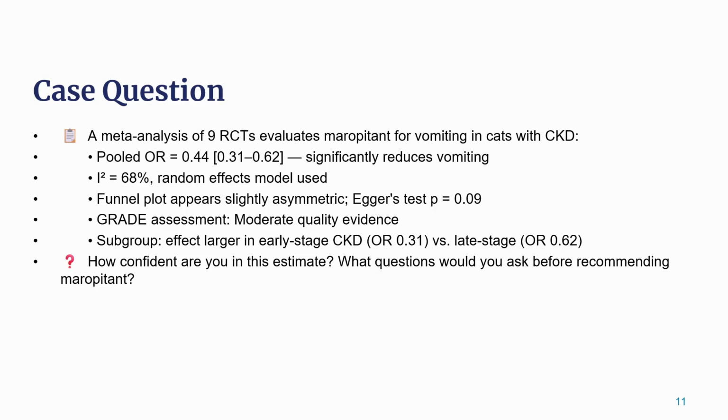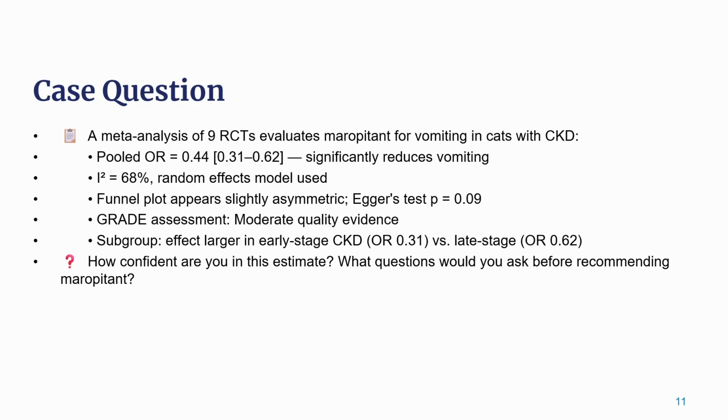I-squared is 68%, moderate to high heterogeneity. A random effects model was appropriately used, which is good, but that 68% means the studies are not telling a fully consistent story. We need to understand why they differ.